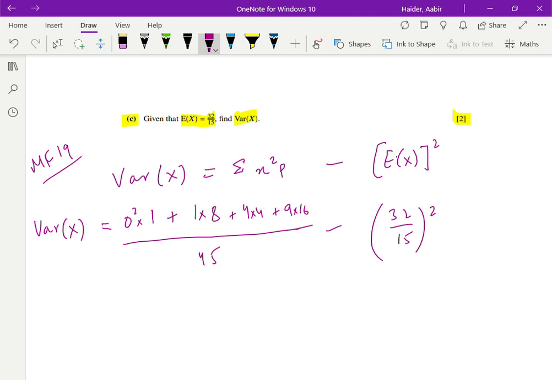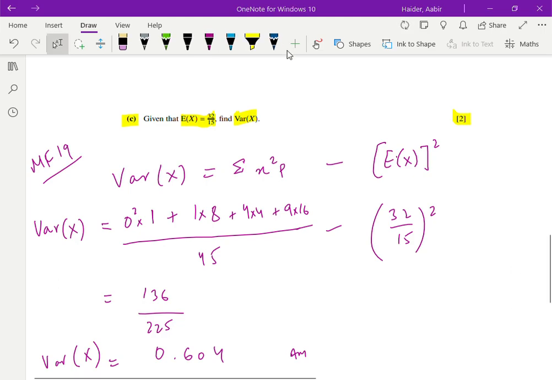That is right here, 136 over 225, or you can also write it in decimals. 0.604 is your final answer for variance. That was it for this particular question. Okay, let's move to another question we have here.